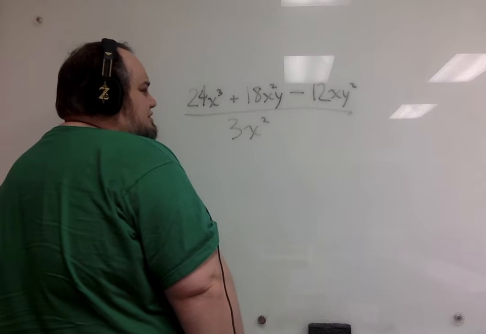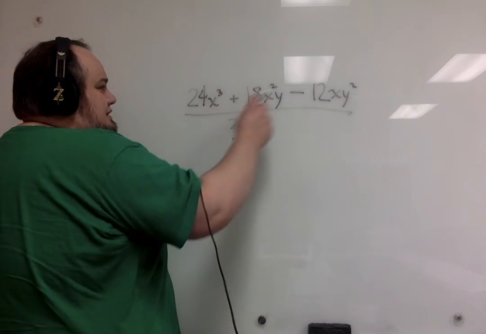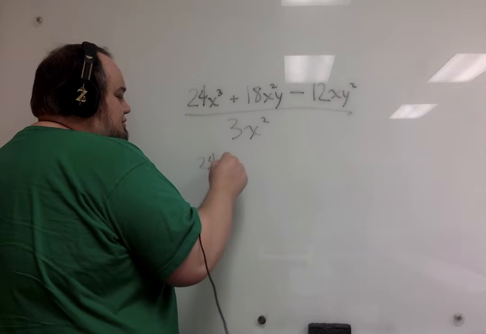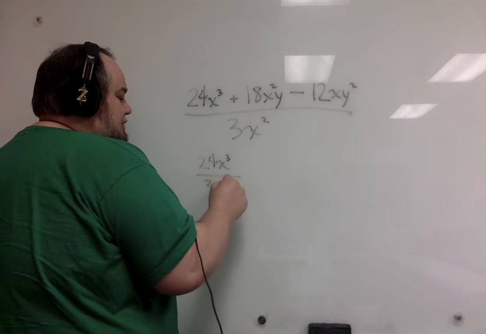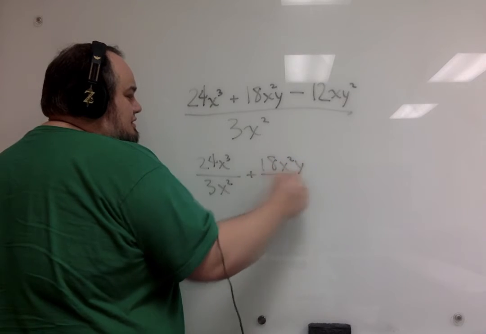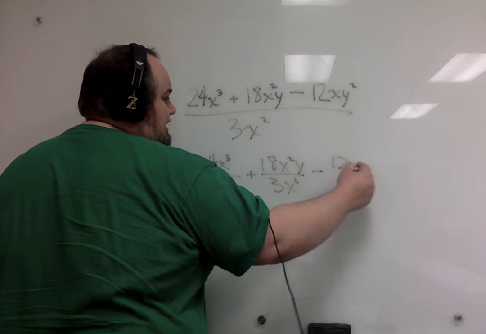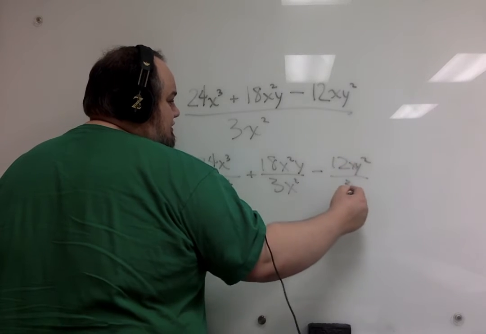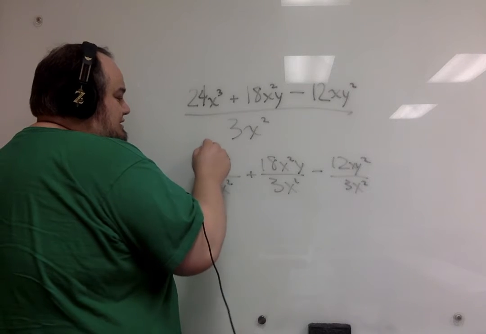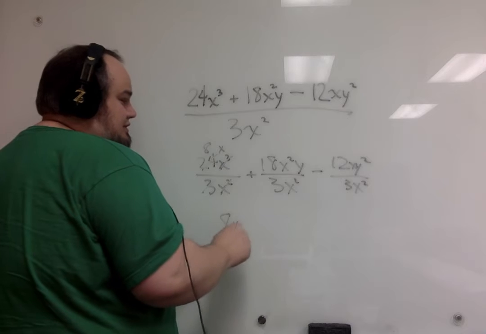So to do the division, we're going to work it out the same way. We're going to take each term that's on the top and divide it by the bottom. So 24x cubed divided by 3x squared plus 18x squared y over 3x squared minus 12xy squared over 3x squared. So here, this cancels, you get 8. This cancels, you get x. So we have 8x for the first one.